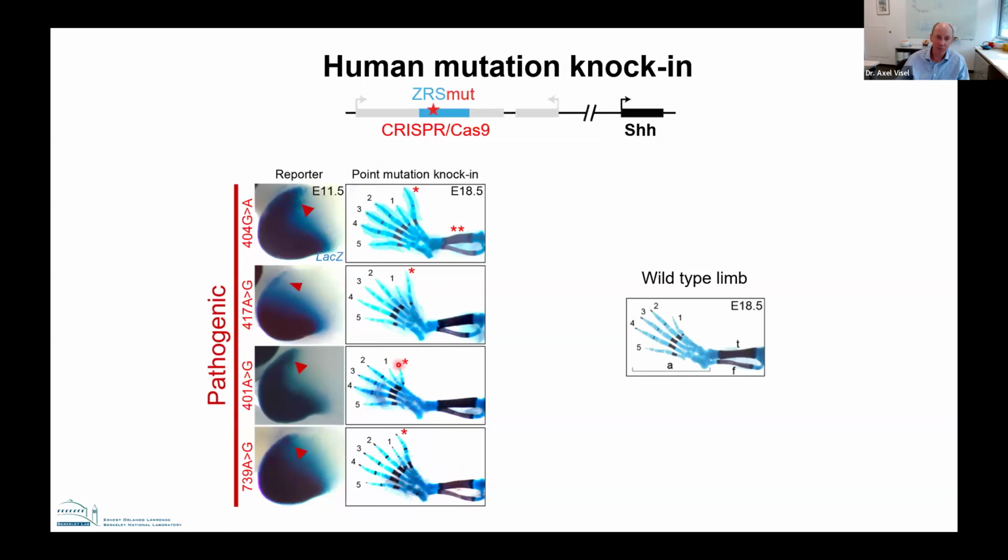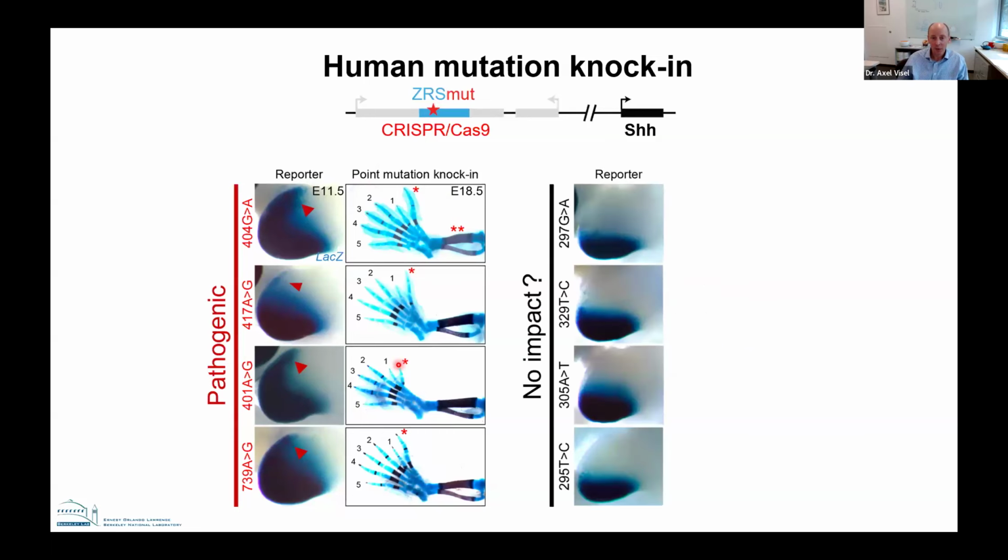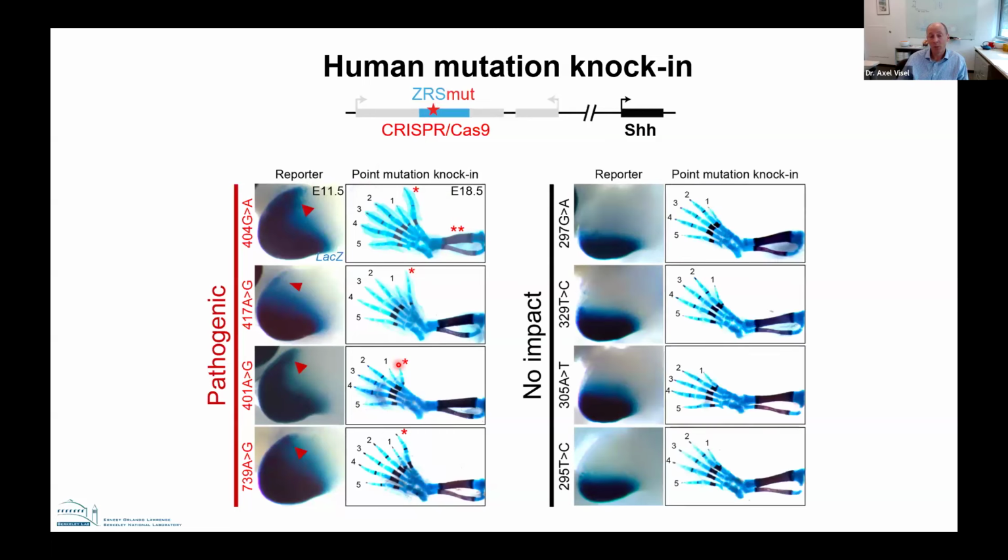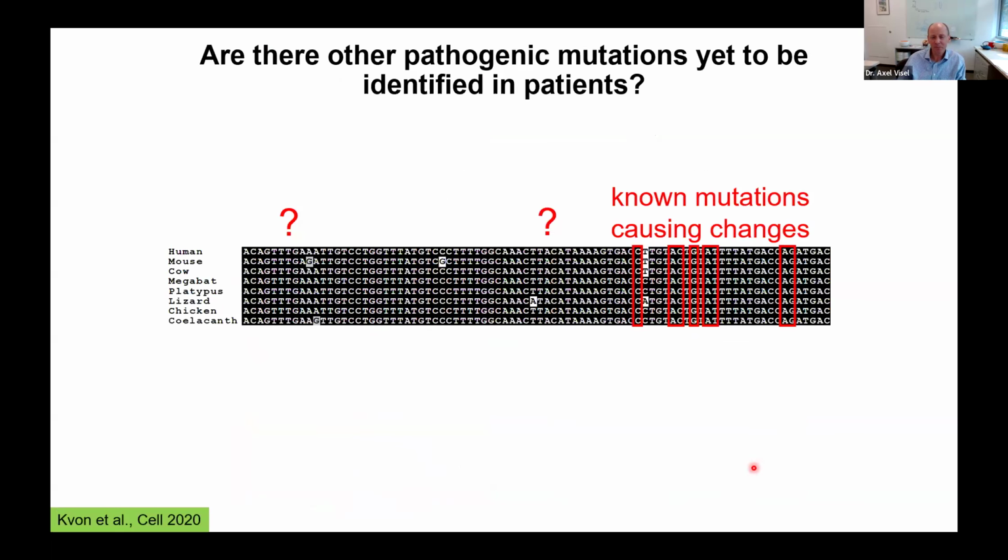So that's nice, but it is pretty much expected. Now, the interesting part is when we take those that we predict to have no impact, what happens when we build those? And indeed, what we observed is that in none of the cases that we looked at was there any effect on the limb morphology. We didn't see any polydactyly. So what this means is that the assay appears to predict quite well what the actual in vivo outcome is.